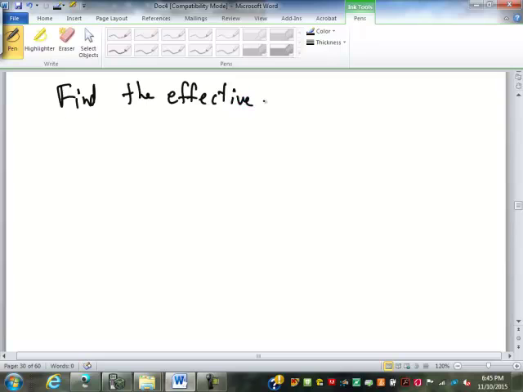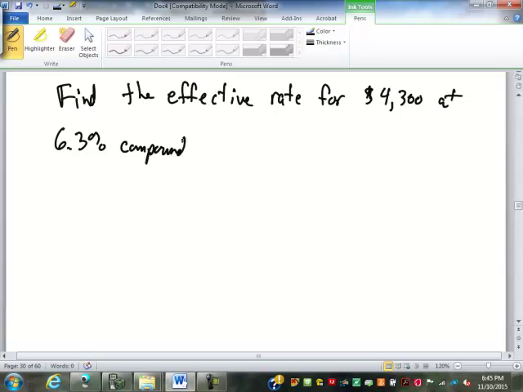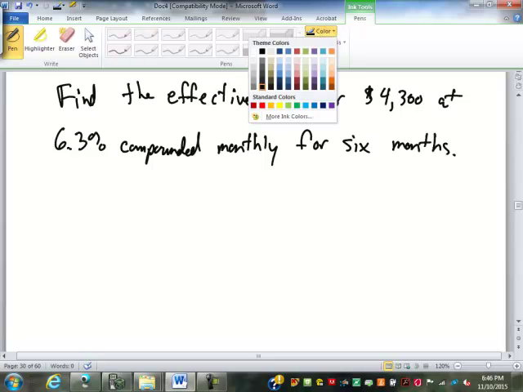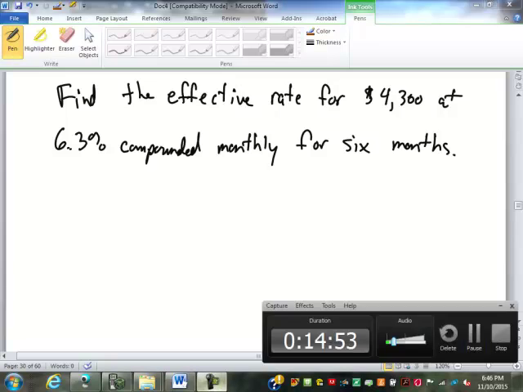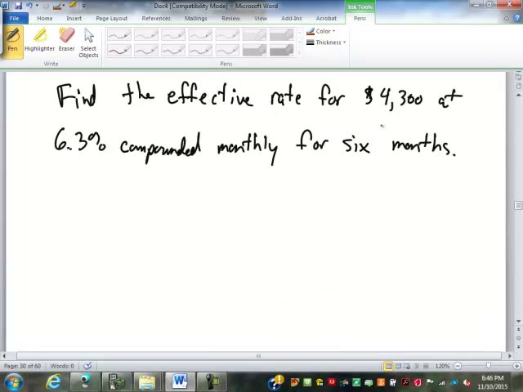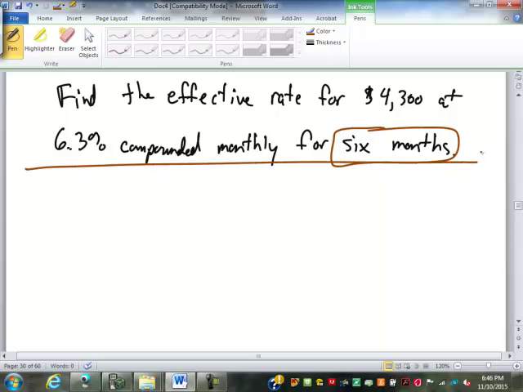Find the effective rate for $4,300 at 6.3% compounded monthly for 6 months. Of course, the significant difference here is the 6 months. It's less than a year. Since it's less than a year, we're only going to compound it for as long as it is.